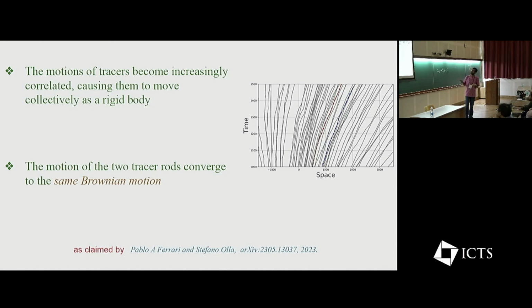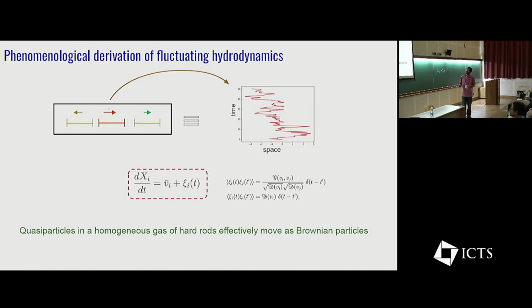And ultimately, the motion of these two tracer rods converges to the same Brownian motion, which is in contrast to our common belief about two Brownian particles. In addition to that, we have also phenomenologically derived the fluctuating hydrodynamics theory in this case.